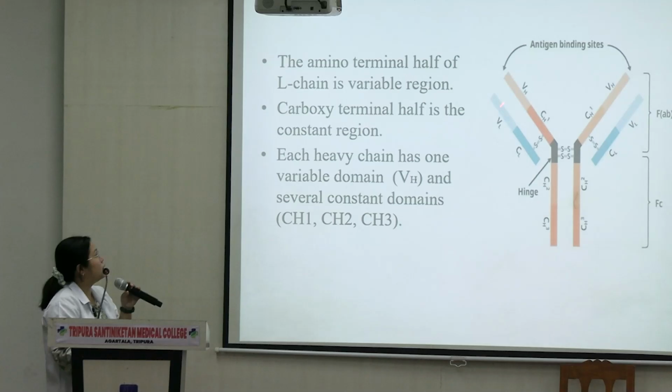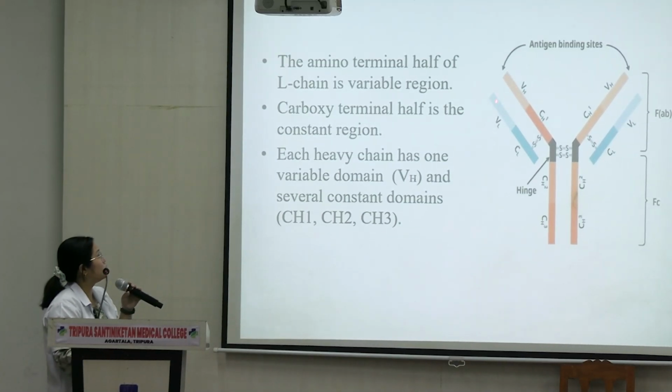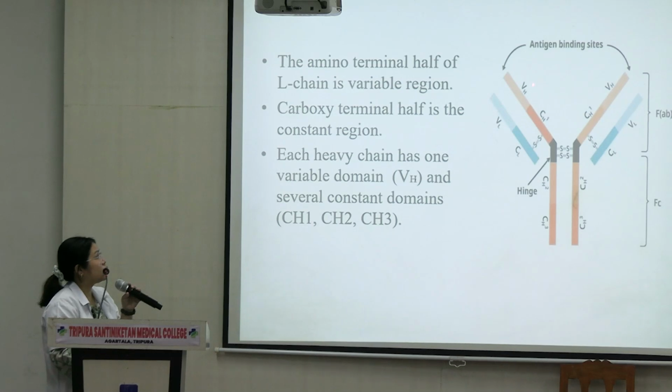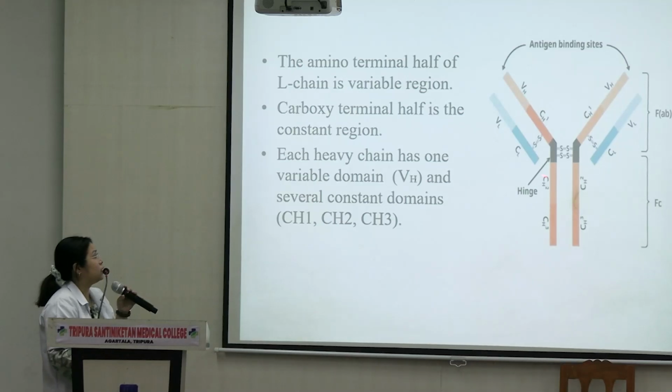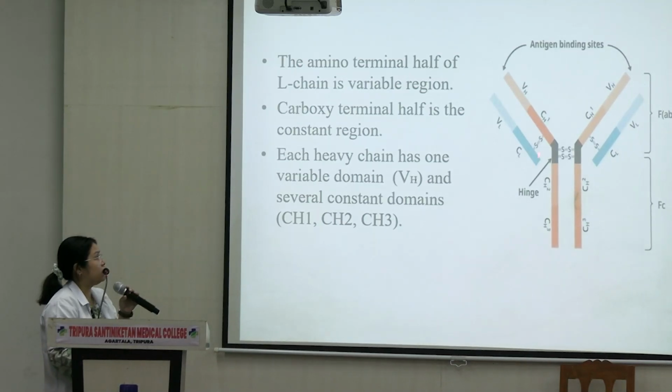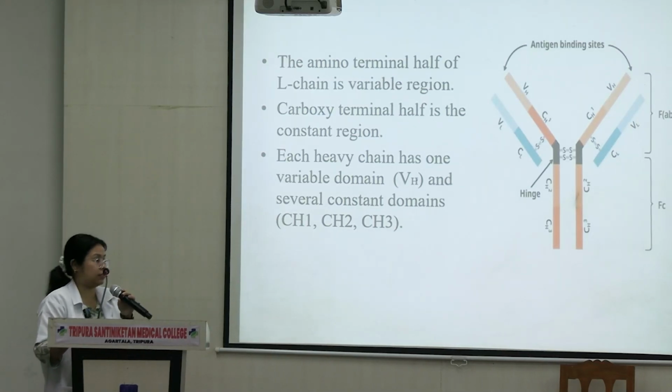So the amino terminal of both the heavy chain and the light chain are known as the variable region. VH means variable region of the heavy chain, VL means variable region of the light chain. Same with CL and CH. CL means light chain constant region, and the heavy chain is denoted by the letters CH, which is the heavy chain constant part.